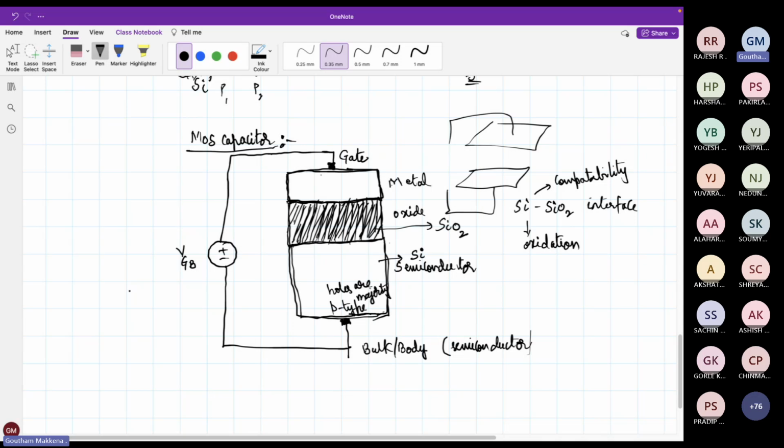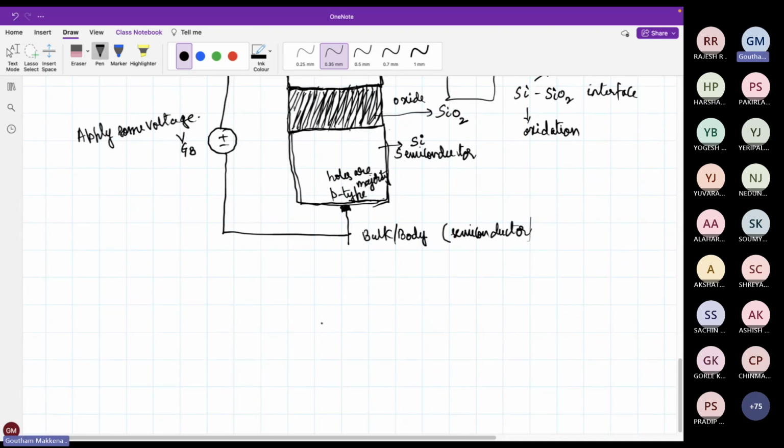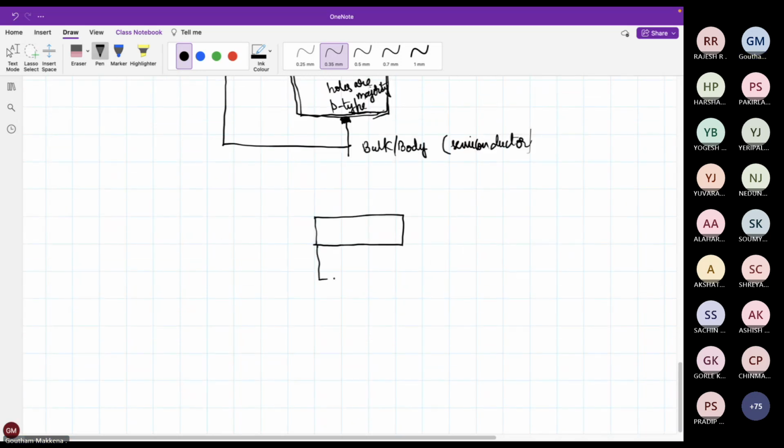Okay, now let us apply some voltage and then see how this responds. Okay, right. So I'll take this MOS capacitor. Let me draw again. Maybe I am exaggerating this oxide thickness a little only for understanding purposes, but typically in a MOSFET, that is a very thin layer.